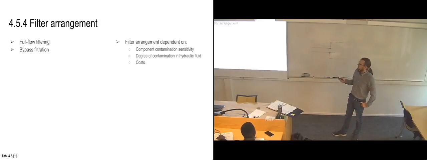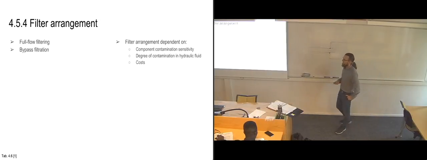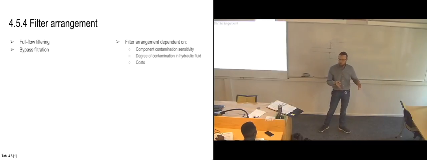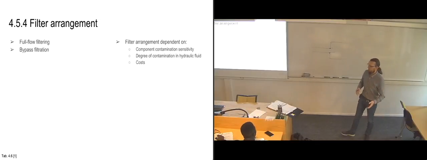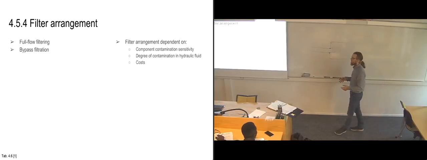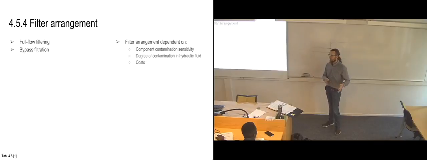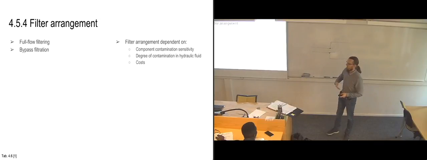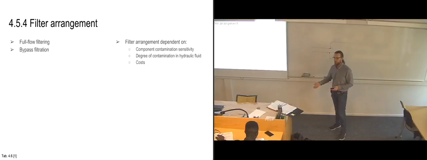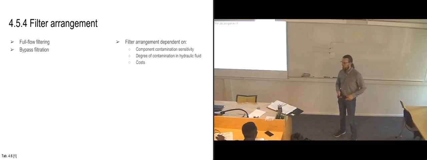The filter arrangement is also dependent on costs. You can get very, very good filtration in your system, but it's going to cost a lot. So you don't want to do excessive filtration. If you have components that can handle 10 micrometer contamination particles, then you don't need to filter it down to 2 micrometers. There's no point. That's going to cost a lot more, so you don't need to do that.